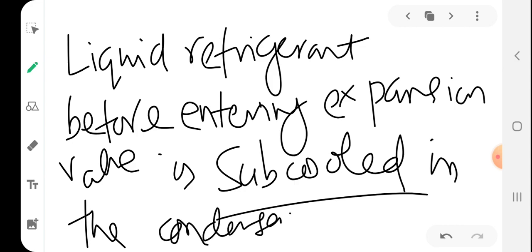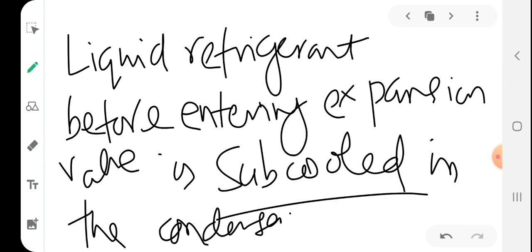Subcooled, you know, right? Subcooled means it is cooled below the saturation temperature of the condenser. So these, and one more point, the pressure.